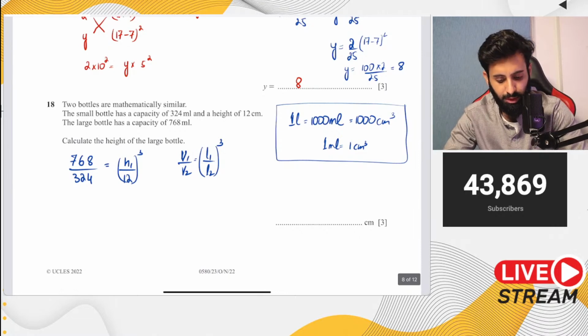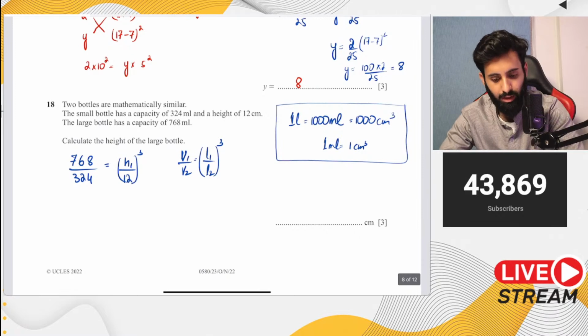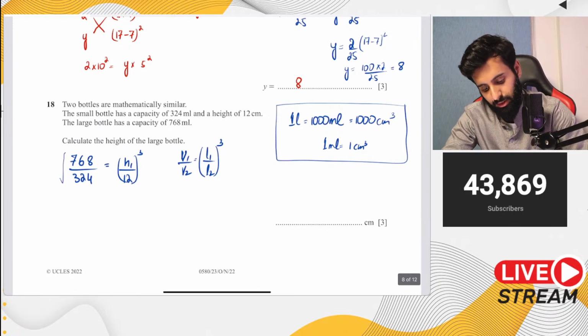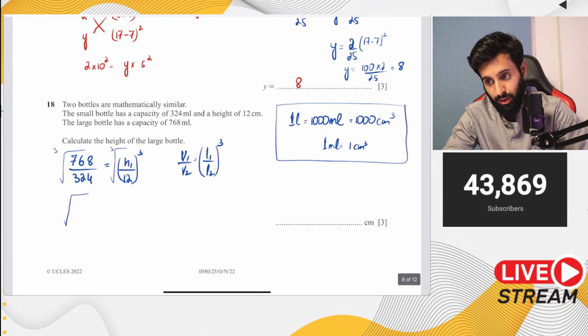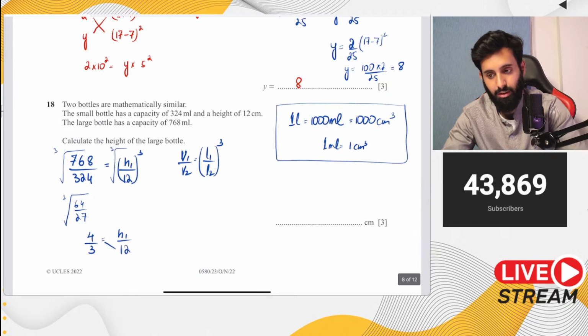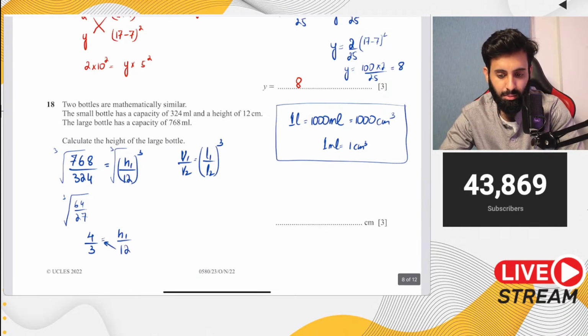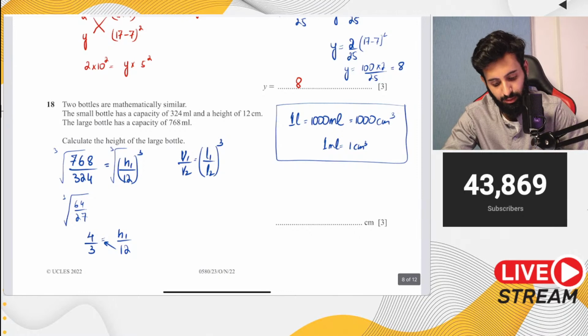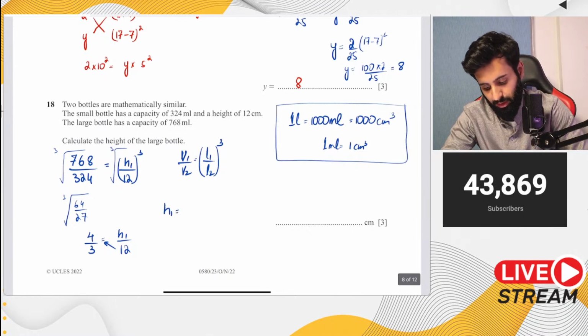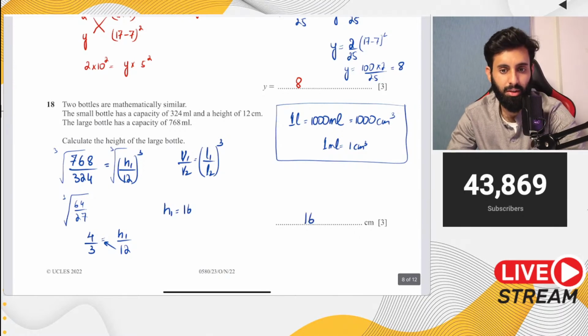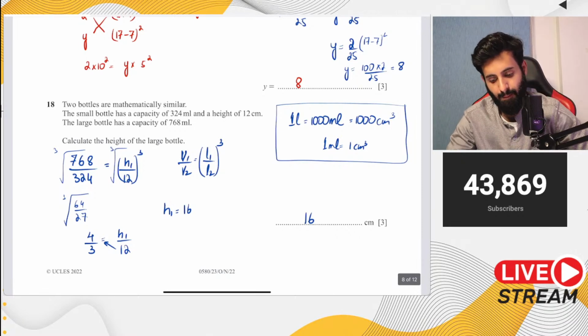Now you cross multiply. In fact, before you cross multiply, you take the cube root. 768 divided by 324. When you take the cube root on both sides, you end up taking the cube root of 64 over 27. What's the cube root of 64? It's 4. What's the cube root of 27? It's 3, which is equal to h1 upon 12. Now you cross multiply and multiply it by 12, so you get 16. h1 equals 16 centimeter, and there you go. That's your answer.